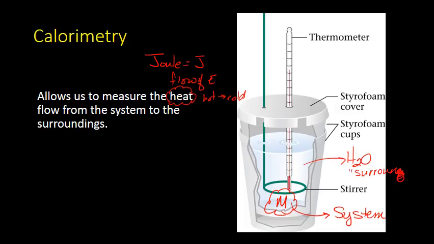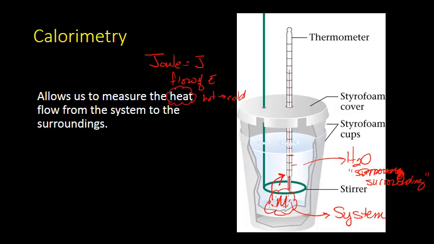Well, I misspelled that one, didn't I? We'll try it again. Surroundings. Now, whatever heat is inside this metal will leave the system and go into the surroundings, the water. And we can measure the change in temperature of the water. We know the specific heat of water, and we'll be able to calculate the amount of energy the water absorbs. And where does that energy come from? Well, it's going to come from the metal.